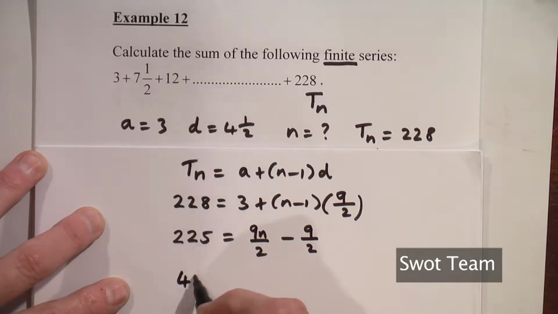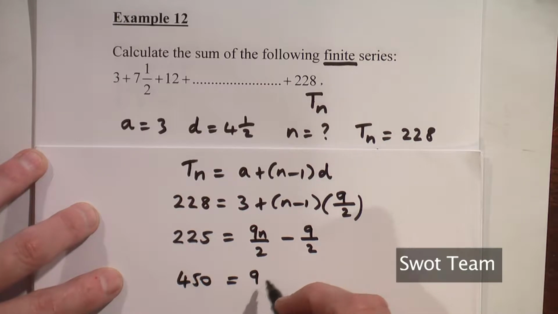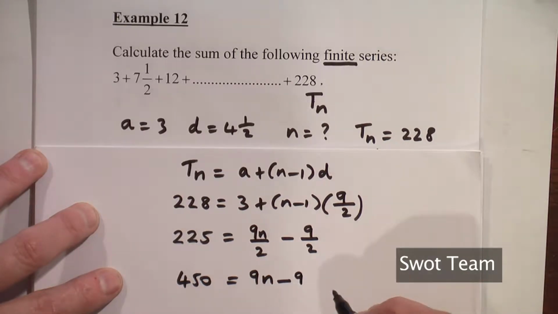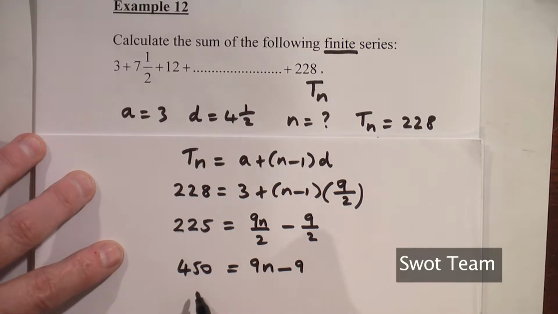That's going to be 450 is equal to 9n minus 9. Okay, all right, which is not a problem at all. So if you've got that, 450 is equal to 9n minus 9, we can divide. In fact, what you could do is divide everybody by 9 anyway. So if you divide by 9, what happens here? Or you could bring that across and get 459 is equal to 9n.